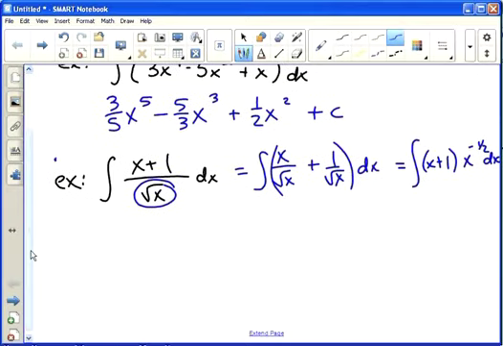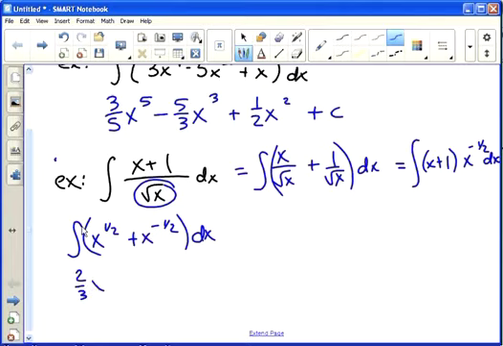Okay, you should end up with x to the 1/2 plus x to the negative 1/2. And now it really is just a basic one. You just add 1 to the exponent, divide by that number. Add 1 to the exponent, divide by that number. So those are two basic integrals.